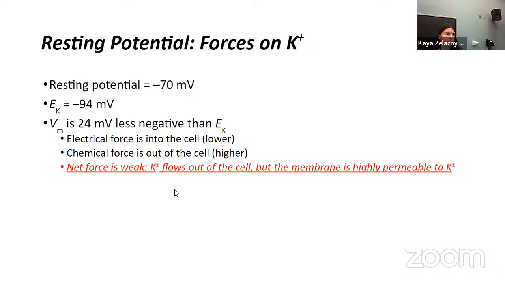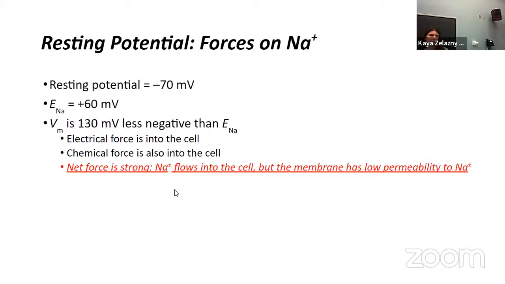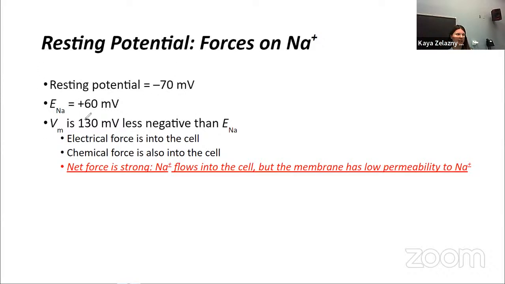So this is a pretty weak force versus our sodium, right? If we did the math, we'd have to come up 70 to 0, then add 60 more. So we're 130 millivolts away from our sodium equilibrium potential. The electrical and chemical forces both point into the cell, so we have a really strong net force for sodium. We have a strong electrochemical driving force on the sodium, but we can't move the sodium until we make the membrane permeable to sodium. So low permeability is why we don't see a lot of sodium movement.